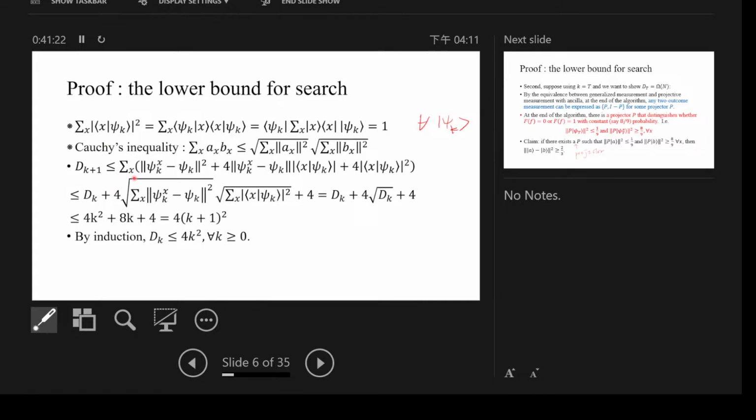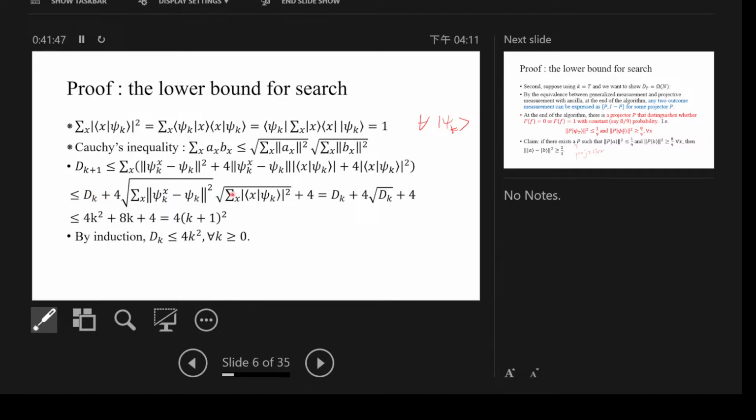So this is what we have. d_{k+1} is less than the sum over x, then b squared, 2bc, and c squared. And yeah, we just use Cauchy-Schwarz to break the middle term. The first term, as we said, is d_k, so this is quite nice.